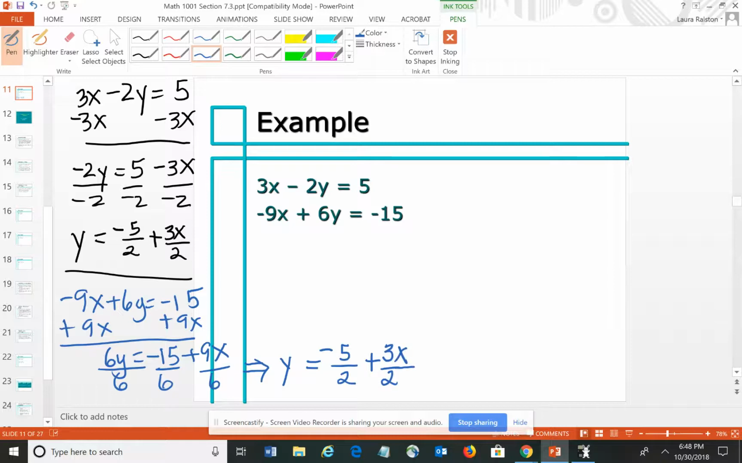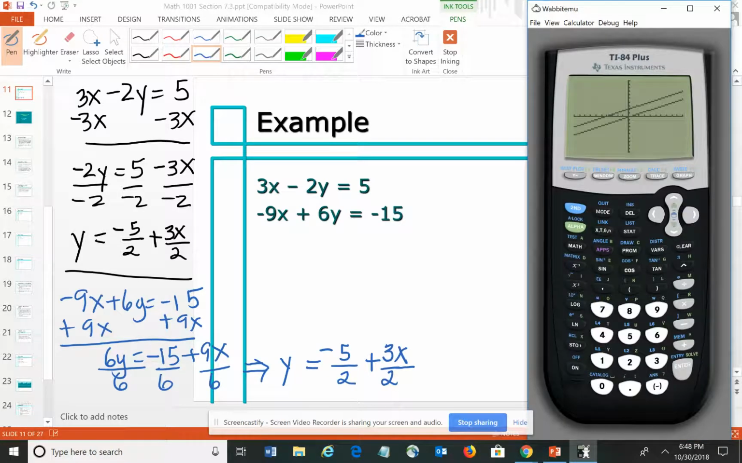And so then I go out to my calculator, and I'm going to graph those two equations. Again, I go in and I clear out what I had in there previously, and I enter negative 5 divide 2 plus 3x divide 2, enter, and then I enter the second one, negative 5 divide 2 plus 3x divide 2. Now, as you're typing that, you may realize, Miss Ralston, that's the same two equations.